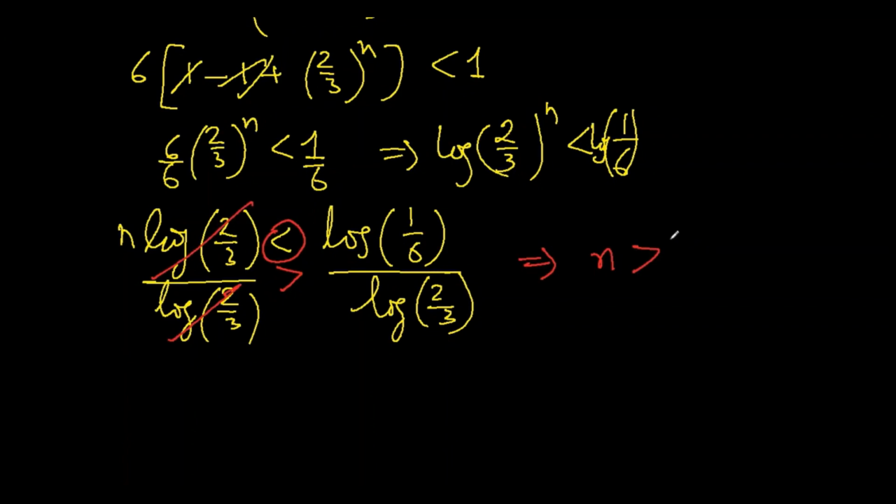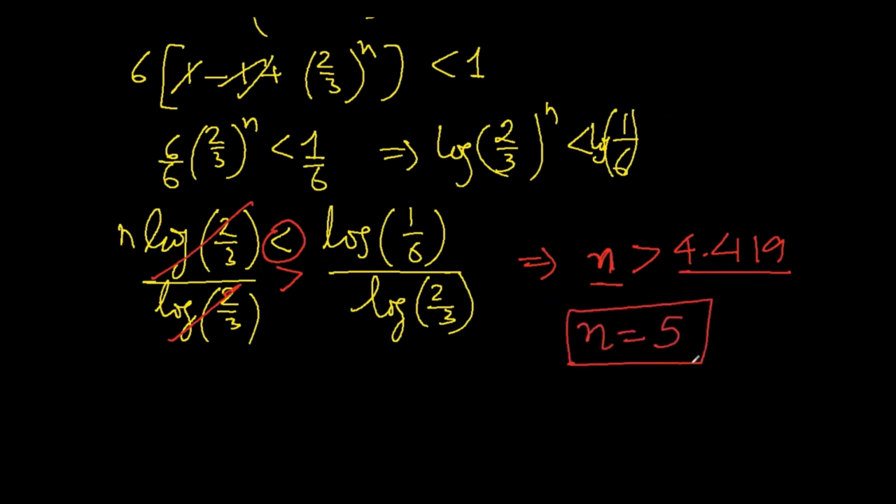If you put these numbers in your calculator, we get 4.419. So N is more than this number, and N cannot be a decimal number, so N has to be the next number, which is 5. That is the final answer.